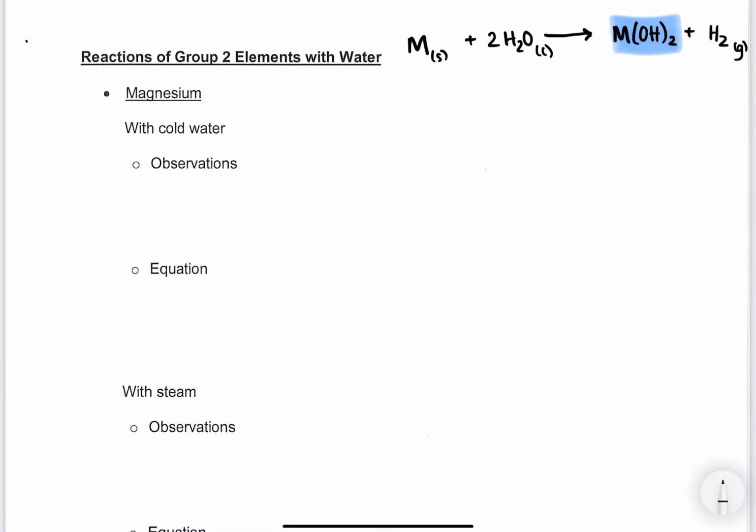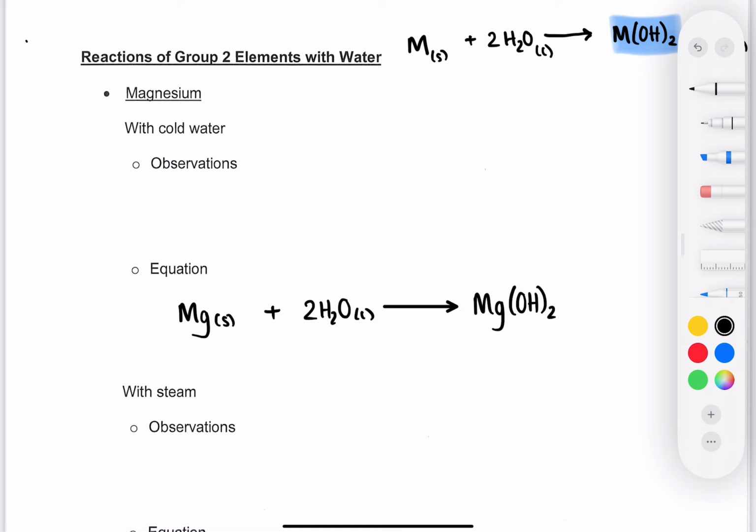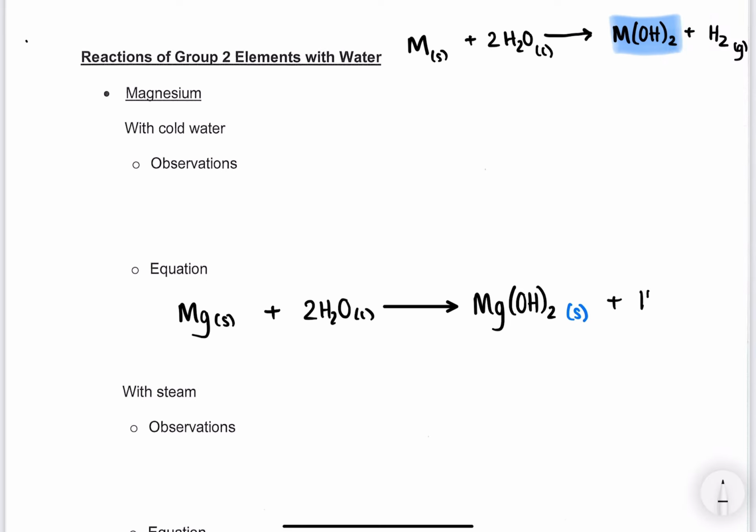So let's start with magnesium. And if we write our equation, we've got Mg solid, so the M has become Mg, and 2H2O liquid. And that's going to give us magnesium hydroxide. And this one, I'm going to change colour because this is the sort of special one. This is going to be a solid because magnesium hydroxide is sparingly soluble. That means not soluble really at all. So we're going to say sparingly soluble.